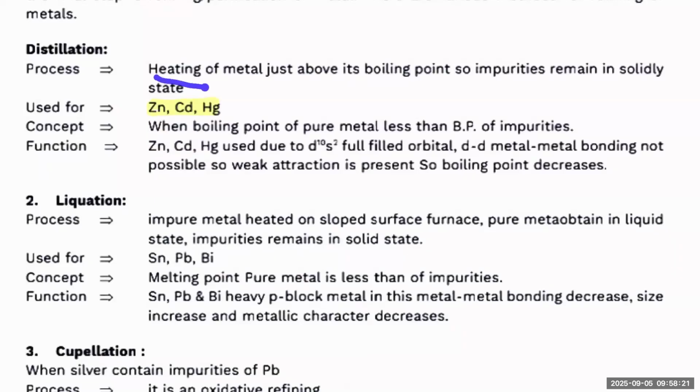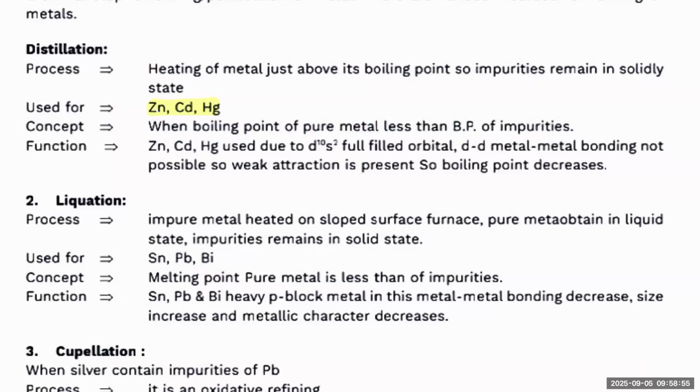Distillation is a process used when heating the metal just above its boiling point keeps the impurities in the solid state and leaves the metal in the vapor state. Those vapors are collected and condensed. Specifically this is done for zinc, cadmium, and mercury. When the boiling point of the pure metal is less than the boiling point of impurities, this type of distillation process can be used.